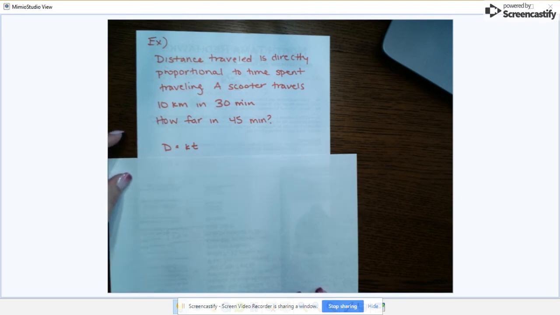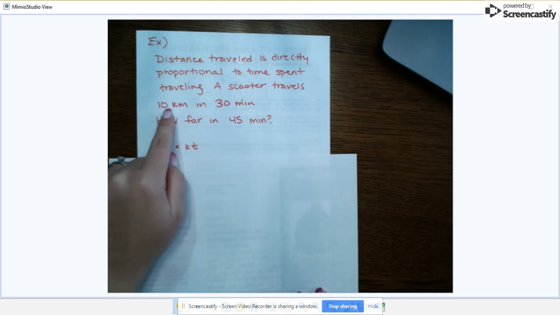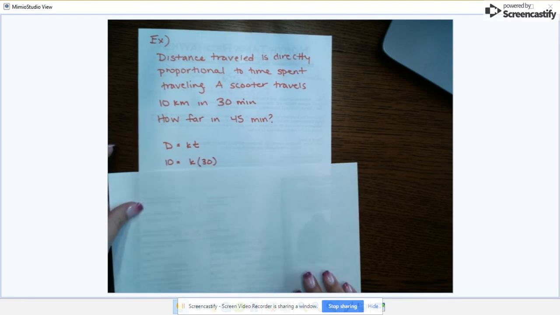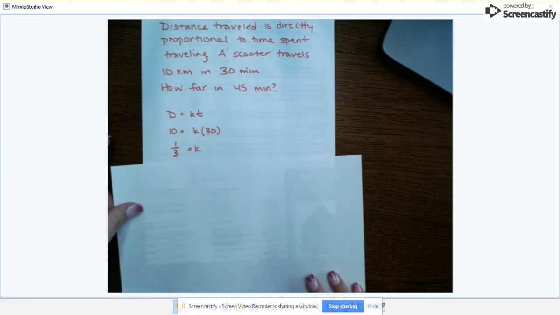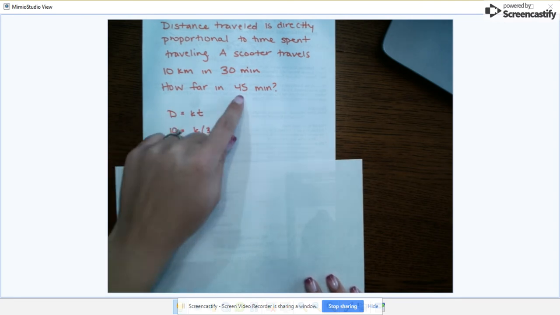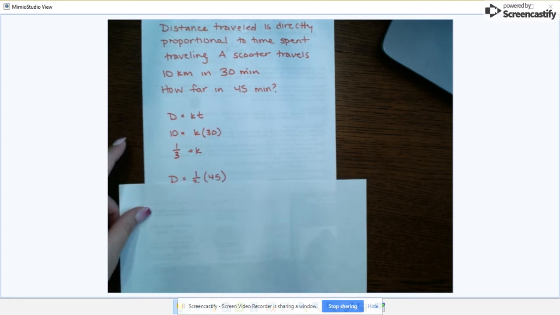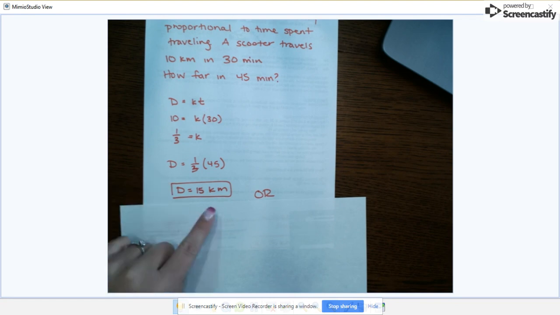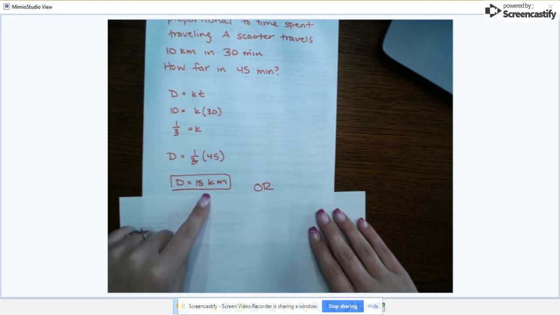Plug in the information you're given. We have this pair, our distance and our time. So we plug that in for D and T. We solve for K and we get K is 1/3. Well, now I can use that constant in my original equation and plug in my 45 minutes and then solve for D. So 1/3 of 45 is 15. So you would travel 15 kilometers in 45 minutes.